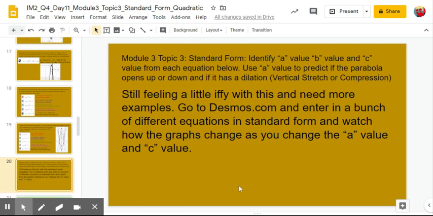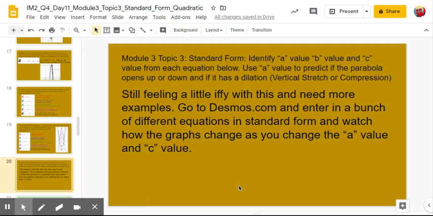All right, I did all those examples for you, but a lot of you may want to still play with this a little bit, or you might be still feeling a little iffy. My recommendation is go to desmos.com, enter y equals x squared as the parent graph, and then I want you to put in a bunch of different a values. You know, y equals negative 1x squared, y equals negative 1.5x squared, y equals 6x squared. What does that do to the graph? Then change your c values around. Go y equals x squared plus 7, y equals x squared minus 11, y equals x squared plus 18.